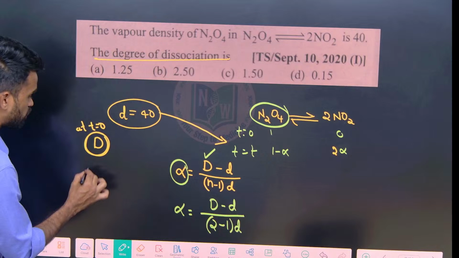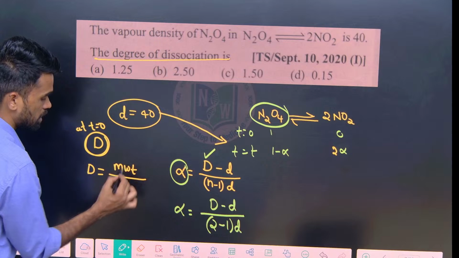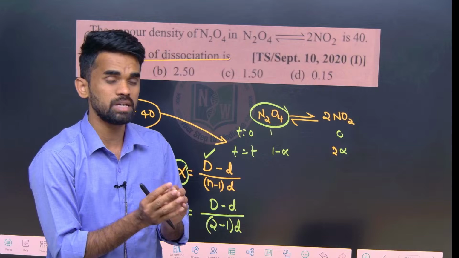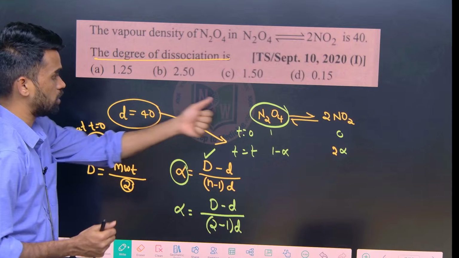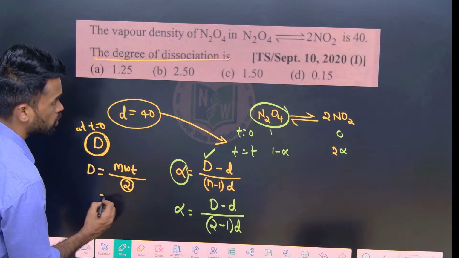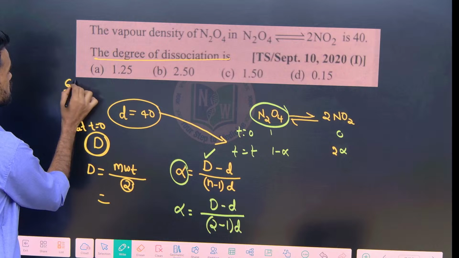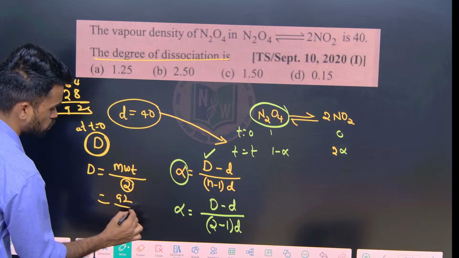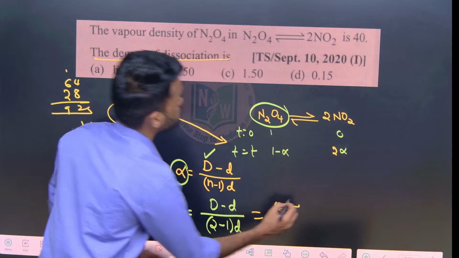So the vapor density formula is the molecular weight of that substance divided by 2. Why 2 here? See, vapor density or relative vapor density means we are calculating relative to hydrogen. So the molecular weight of N2O4 divided by 2, because the hydrogen molecular weight is 2. Now for N2O4, 28 plus 64, how much is it? Okay, 92. So take 92 by 2, so it is 46. So capital D is 46.